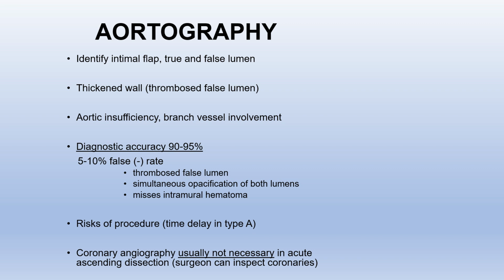Aortography identifies the intimal flap, true and false lumen, thickened wall, thrombosed false lumen, aortic insufficiency, branch vessel involvement. Diagnostic accuracy is lower, with a 5 to 10% false rate: thrombosed false lumen, simultaneous opacification of both lumens, misses intramural hematoma. This procedure causes time delay. In type A, coronary angiography is usually not necessary in acute ascending dissections; the surgeon can inspect the coronaries.